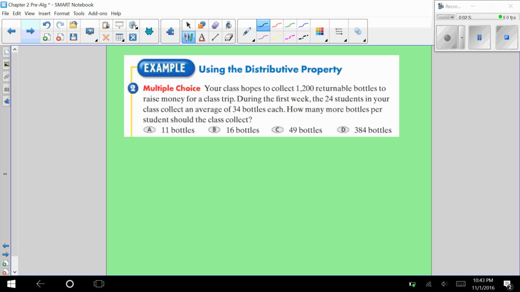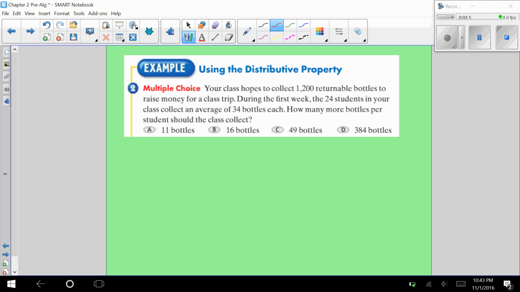All right, now we're going to try using the distributive property. We're going to write some equations together. So your class hopes to collect 1,200 returnable bottles to raise money for a class trip. During the first week, the 24 students in your class collect an average of 34 bottles each. How many more bottles per student should the class collect?